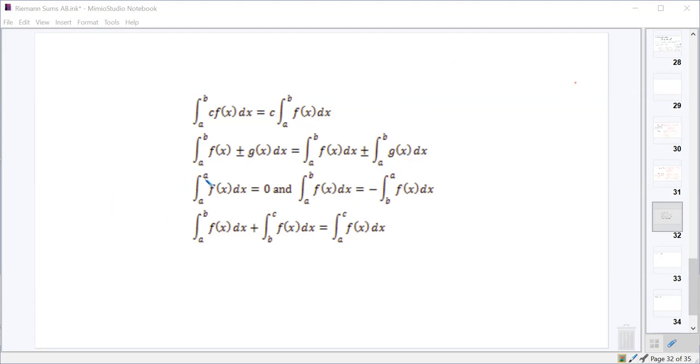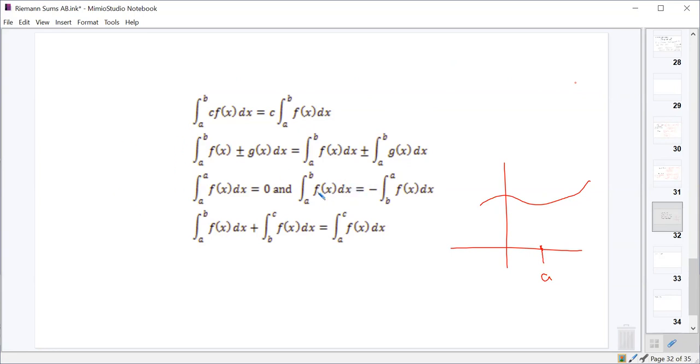Okay. Next one, the integral from a to a of a function is 0. Hopefully that makes sense. Here's a function. Here's a. If I integrate from a to a, what's the area underneath that curve from here to here? It's a line. There's no area. I didn't go anywhere, right? It's 0. There's no area underneath the curve if there's no interval. So anytime you try to integrate from a to a, so from a constant to that same constant, it's always 0.